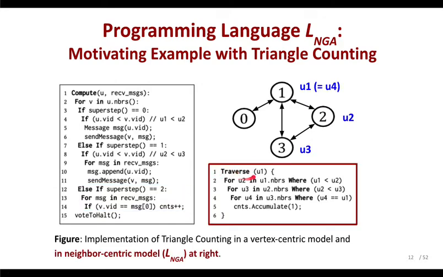As you see, in a vertex-centric model, programming NGA is not intuitive. Here, the traverse function shows a much more intuitive implementation of this triangle counting query using nested for loops. It performs graph traversals from a vertex U1 to U2, U2 to U3, and U3 to U4. If U1 is equal to U4, then we find a triangle and we increment the counter value by 1.